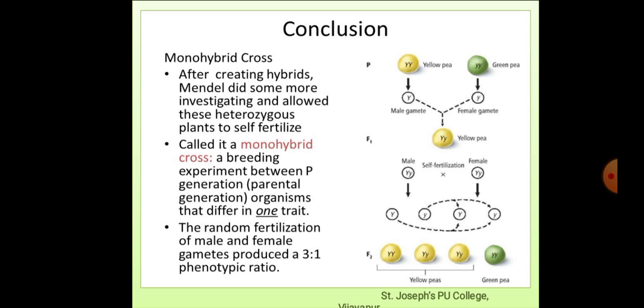After creating hybrids, Mendel did some more investigating and allowed these heterozygous plants to self-fertilize. It is called a monohybrid cross, a breeding experiment between P generation, means parental generation, organisms that differ in one trait. The random fertilization of male and female gametes produced a 3 is to 1 phenotypic ratio.